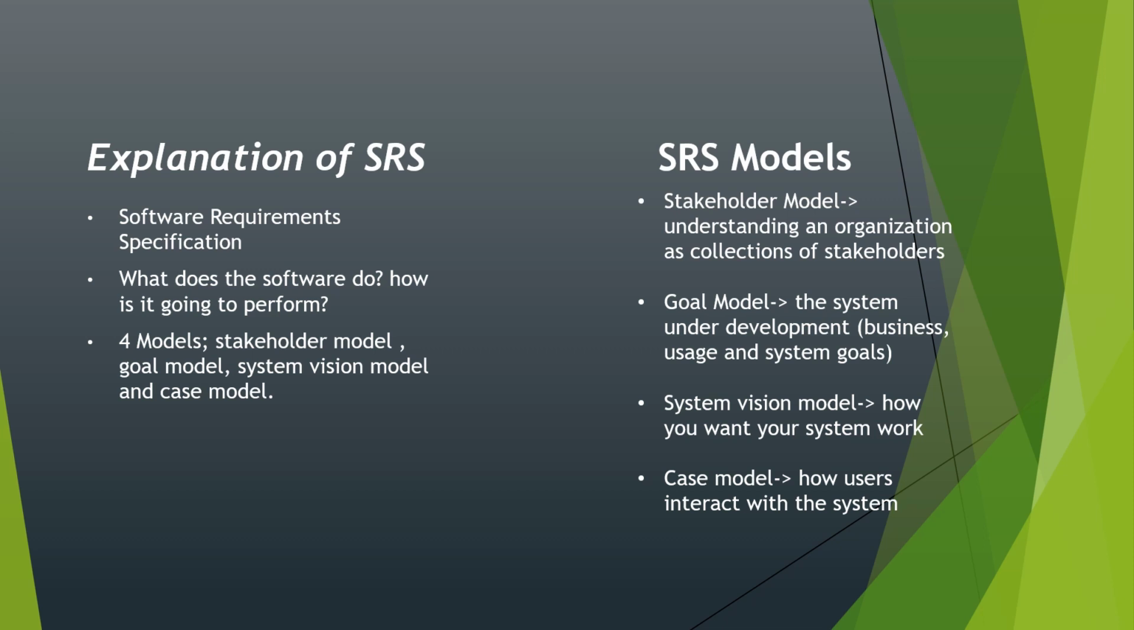There are four models that go into the SRS. The first being the stakeholder model, which explains and outlines the roles of different stakeholders within the organization. The goal model, which points out the achievements the company wants to reach, whether it be business goals, usage goals, or system goals. The third is the system vision model, which is an in-depth description of the software product which is to be developed. And finally, the case model, which basically explains how the user will use the product.